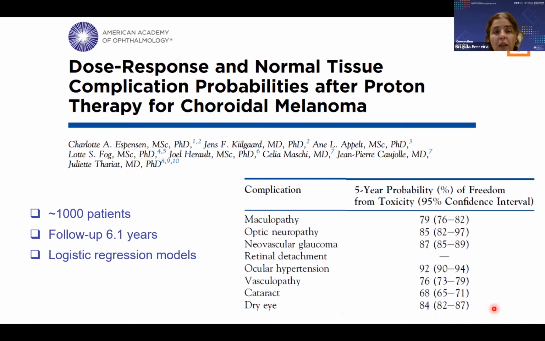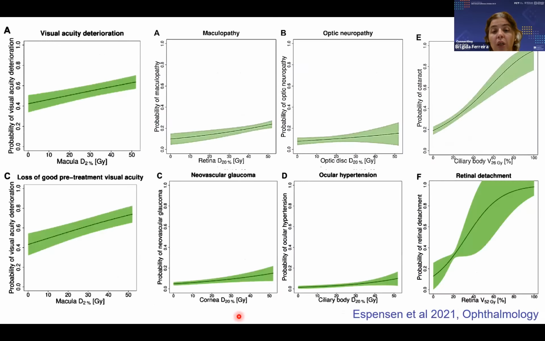In this study, they used quite a large cohort of patients with choroidal melanoma, and they derived response models for all these complications. You can see that those response curves are considerably different. So you have to be very careful when you select the endpoint and the dose response model.